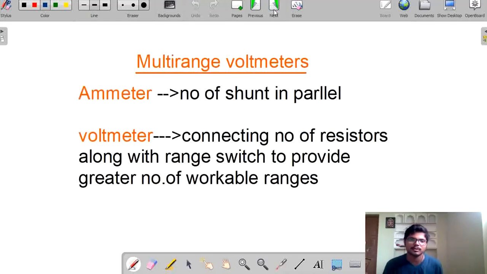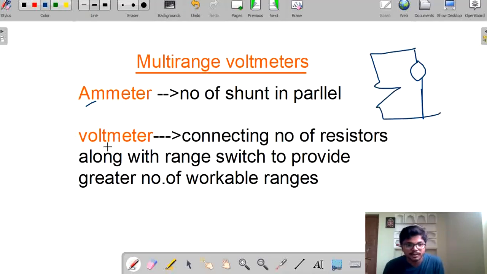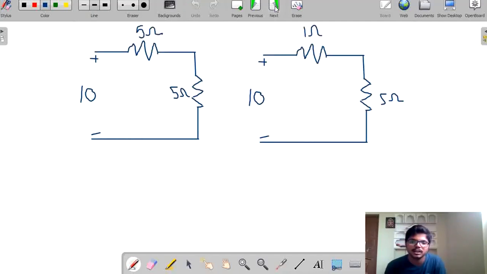Now coming to the voltmeters. Until now we have discussed about the ammeter. For the ammeter, what have we done? We have connected some resistance in shunt with my galvanometer. But for the voltmeter, we need to follow a different strategy to get multi-ranging of voltmeters. Connect a number of resistances along with a range switch to provide a greater number of workable ranges. Now we will have a look at one. In the same way, I will explain how we are using the multi-ranging for the voltmeters.